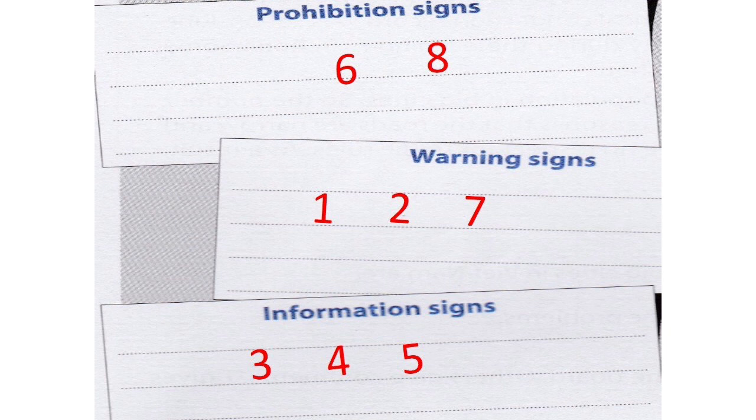What about warning signs? Number 1, 2, and 7. What about information signs? Yes, that's right. Number 3, 4, and 5. Very good. So now, write them down in your notebook.